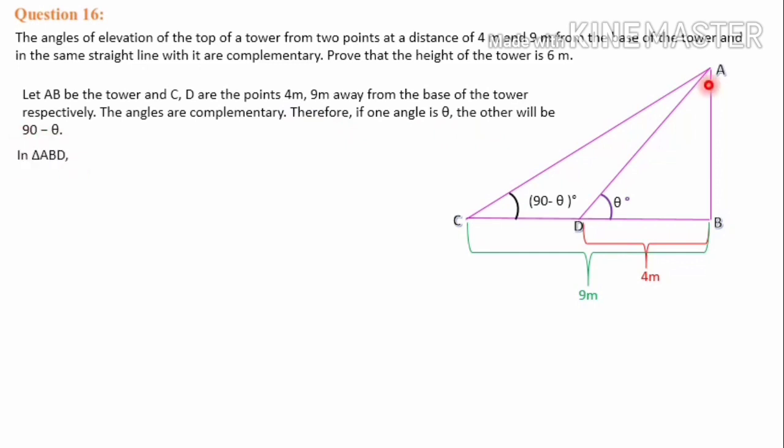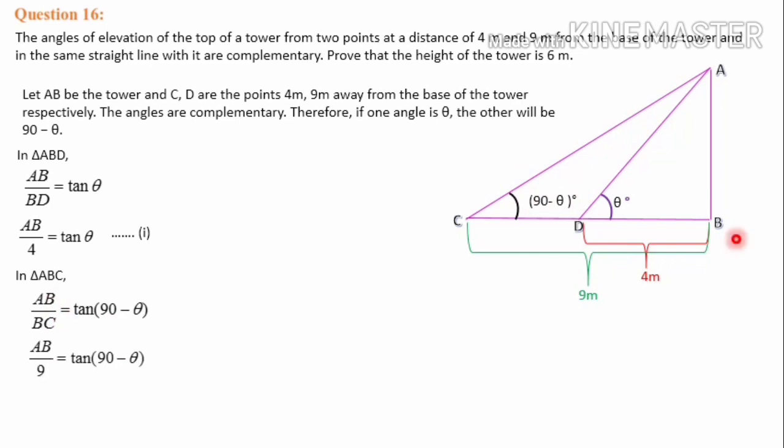In triangle ABD, tan is the ratio opposite by adjacent. AB by BD is equal to tan theta. The length BD is mentioned in the diagram, that is 4 meter, so AB by 4 is equal to tan theta. We mark this as equation number 1. Then consider triangle ABC, the bigger triangle. As before, opposite by adjacent, the angle is 90 minus theta. So AB by BC is equal to tan of 90 minus theta. The length BC we know is 9 meter. So AB by 9 is equal to tan of 90 minus theta. Label it as equation number 2.